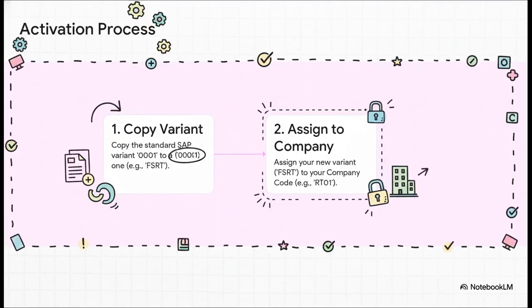Now, the way you actually do this is designed to be really simple and safe. The golden rule in SAP is you never, ever change the standard settings that come out of the box. Why? Because system updates could just wipe out your changes. So instead, you just make a copy of the standard variant, give it your own name, and then you can customize your copy as much as you want. Once you link that new variant to your company, boom, all your rules are live.